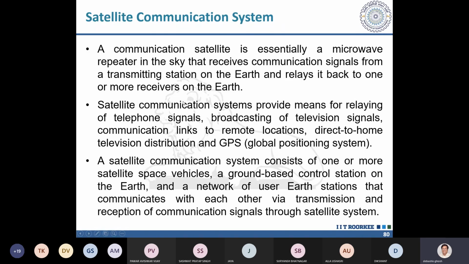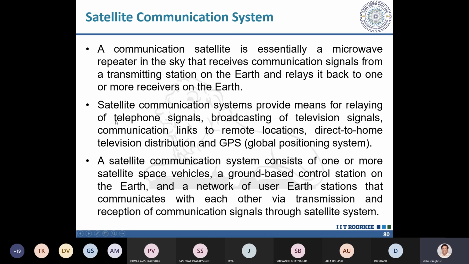Why am I saying one or more receivers? Because, for example, you have DTH TV: one television station transmits the message to the satellite, and from that satellite the signal is coming to every house. So that's why I'm saying one or more receivers.